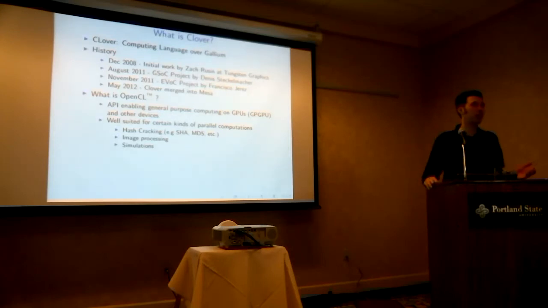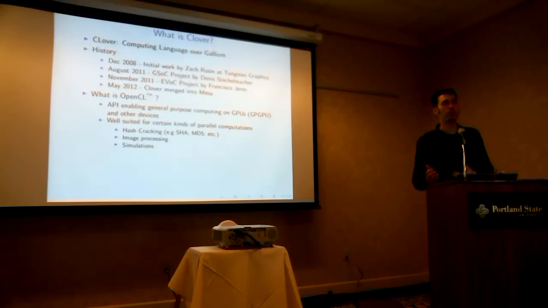For example, hash cracking. If you have a hash value and you want to figure out what the original input is, one technique is to do a brute force search over the entire input space. This is something GPUs are really good at, so it's a good application for OpenCL. Other things, like image processing and medical imaging, can take advantage of a lot of the graphics hardware, and also different kinds of simulations, a lot of physics simulations, depending on how they're structured, can really take advantage of the parallel computation power of a GPU.